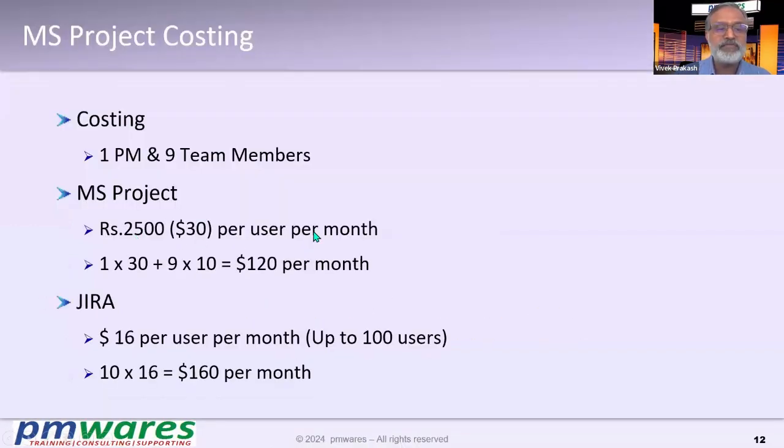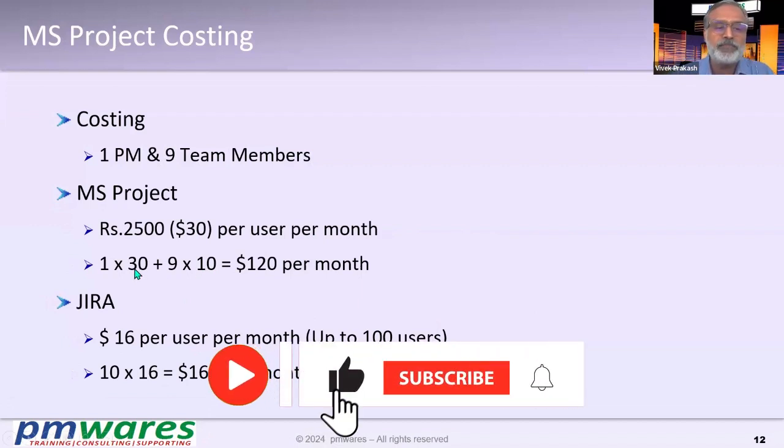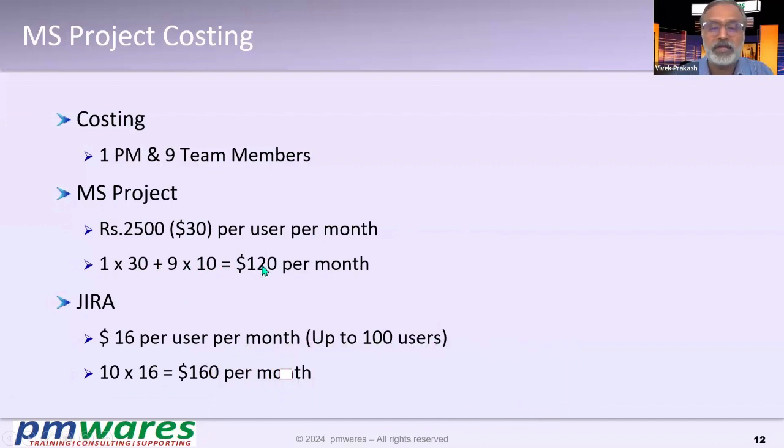One license we need for this, and $10 is for 9 people, right? If you use complete MS Project, then one person will use $30 per month and 9 people use $10 per month. Total cost per month will be $120.